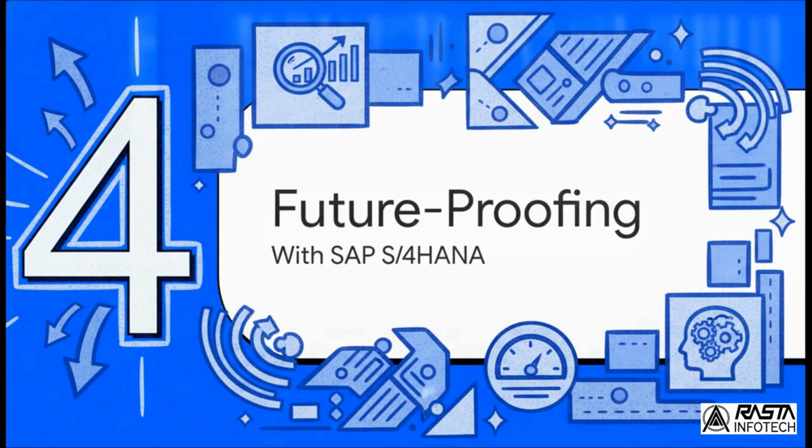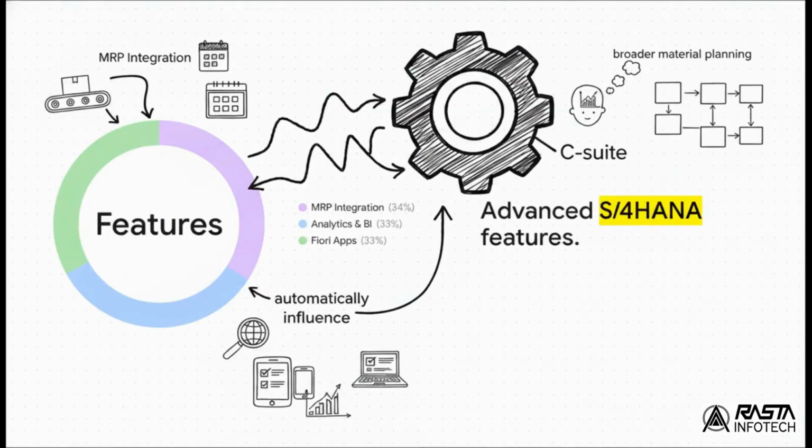Section 4, Future-Proofing with SAP S4HANA. Looking ahead to the future state, moving to S4HANA evolves this tool from a basic tracking function into a highly dynamic business intelligence engine. You immediately unlock some really advanced features. Just look at this integration. First, you have integration with MRP, Material Requirements Planning. So the reservations you make now automatically influence and update your broader material planning runs in the background.